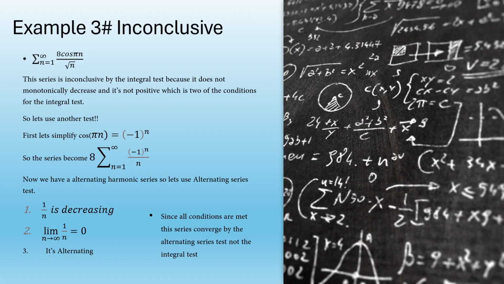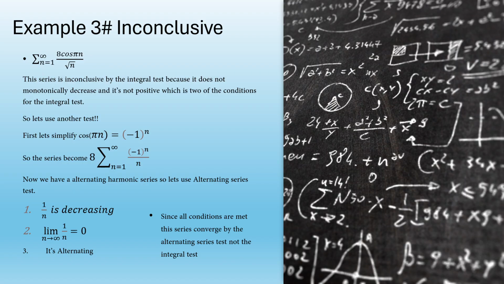So here we have an inconclusive example. We have the series 8 cosine of pi n divided by the square root of n. We already see that there are problems. One, it's not decreasing. It's not continuously decreasing. It's going increasing, decreasing, increasing, decreasing. So it's also going from negative to positive, which means that it's not positive, and that doesn't go with two of our conditions. So what do we do? We just use another test.